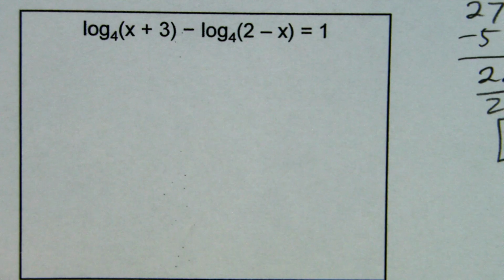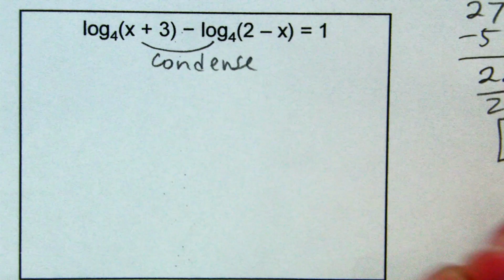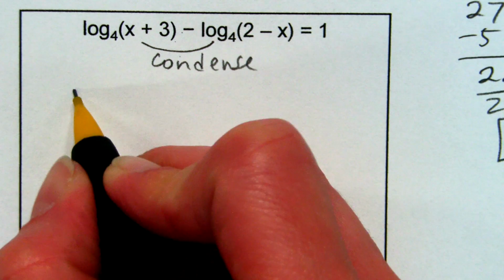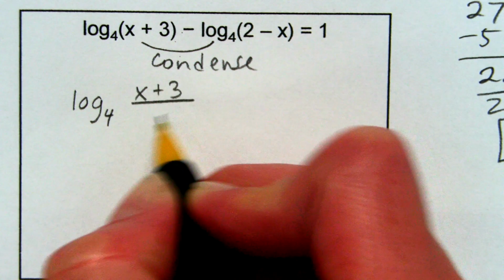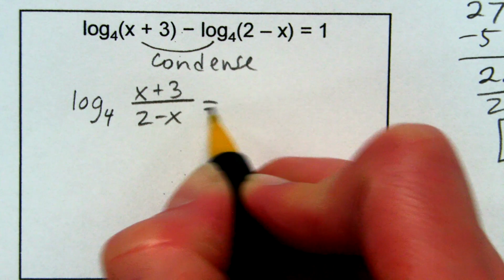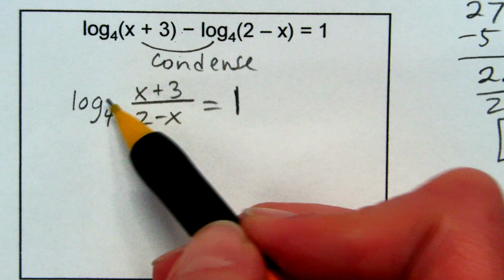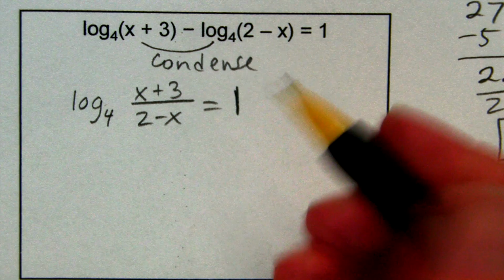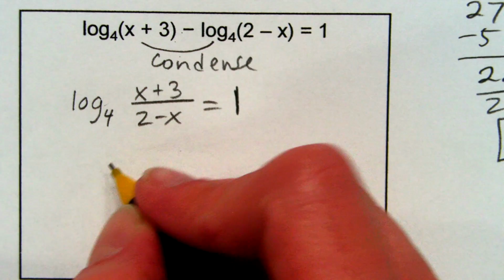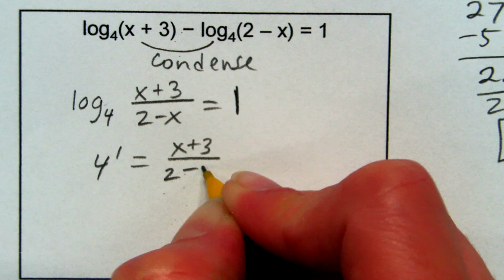Okay, one more box. So, on the left side, we're going to condense this first. So they're both log base 4s, so we can put it together. And since there's a minus, we're going to make that into a fraction. And the right side does not have a log. So unfortunately, on this one, I can't just cancel the logs off both sides. So I have to go back to what we looked at at the beginning of the lesson and write it in exponential form. So I'm going to have 4 to the first equals (x plus 3) over (2 minus x).